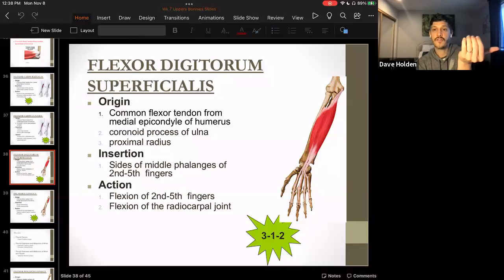Flexor digitorum flexes the fingers, but since it crosses the wrist, remember, if it crosses a wrist, it's got to move that joint. So flexor digitorum will also flex the wrist, crosses both joints.